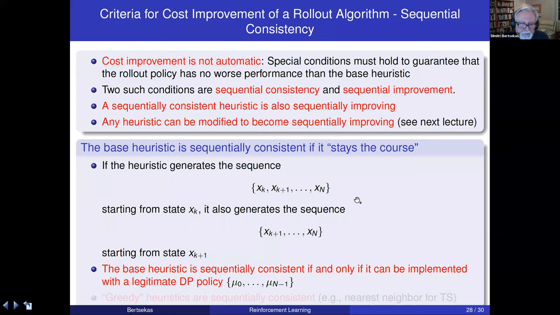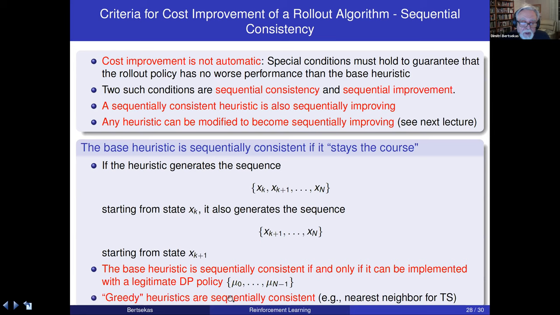Now, clearly, if the base heuristic is implemented with a legitimate dynamic programming policy, then this property is true, okay? Because the decision at xk plus one was based on the policy, mu k plus one, and the same is going to be true after it goes to xk plus one. So if the base heuristic is a legitimate dynamic programming policy, it has the sequential consistency property. On the other hand, it is possible to have a heuristic that's not implemented by a legitimate dynamic programming policy. And when it moves to the next state, it sort of changes its mind and goes a different way. We allow this possibility, but then it will not be sequentially consistent.